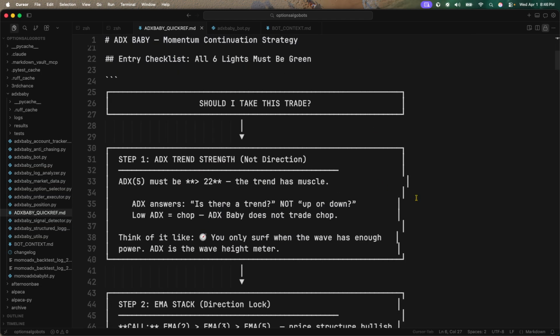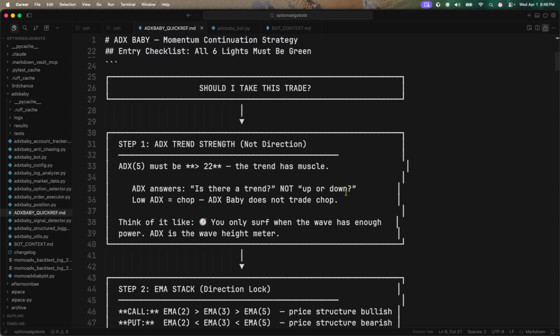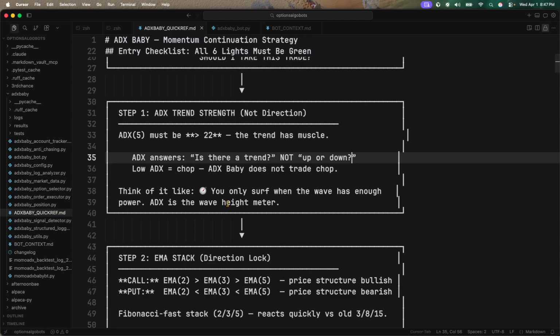So just to break this down, how do I take a trade? Step one, we look at the ADX strength. ADX is 5, meaning we're looking at the last 5 minutes, and ADX must be greater than 22, so the trend has muscle. ADX answers the question, is this a trend, not up or down. Low ADX is chop, and ADX Baby does not trade the chop. Think of it like you only surf when the wave has enough power. ADX is the wave height meter.